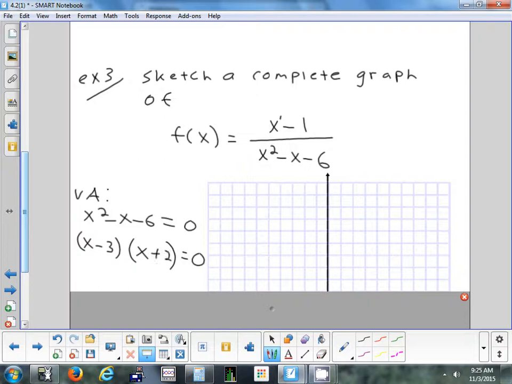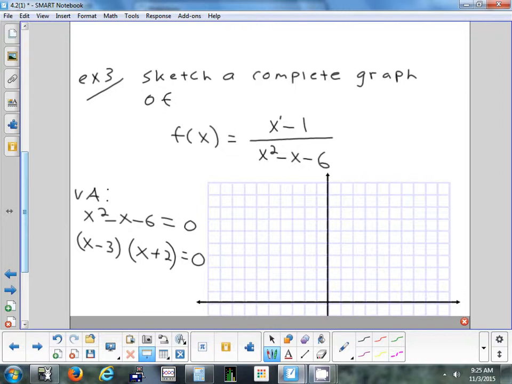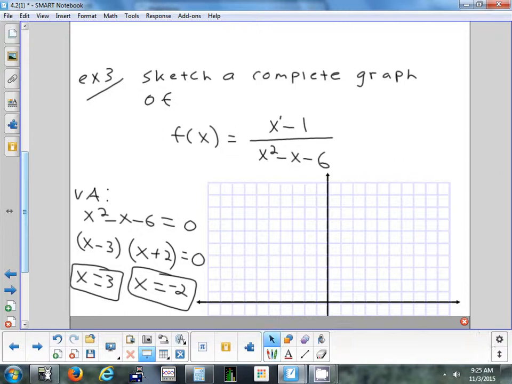Let's check it. X times 2 is 2x. X times -3 is -3x. Perfect. All right, so what are my two vertical asymptotes here? x is 3 and x is -2. 3 and -2. So before I go any further, I'm going to put those on my graph.